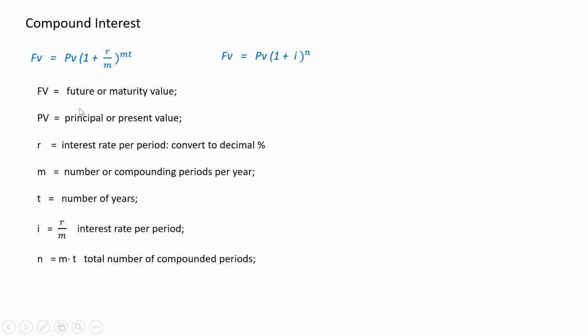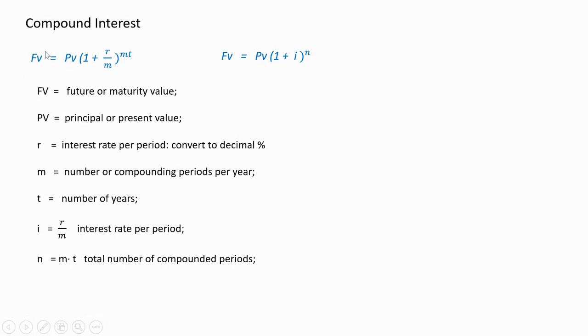Okay, so for compound interest, this is the formula. If you notice, these 2 formulas are the same. There's my future value. There's my present value. There's my 1 plus R divided by M. This, the I, will represent R divided by M, and the N will be the same thing as M times T. I like to use this formula instead of this one here, because there are fewer numbers to work with. Okay? So now, what does the future value stand for?